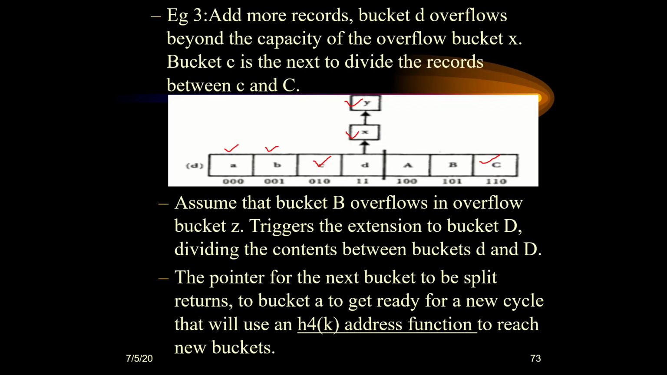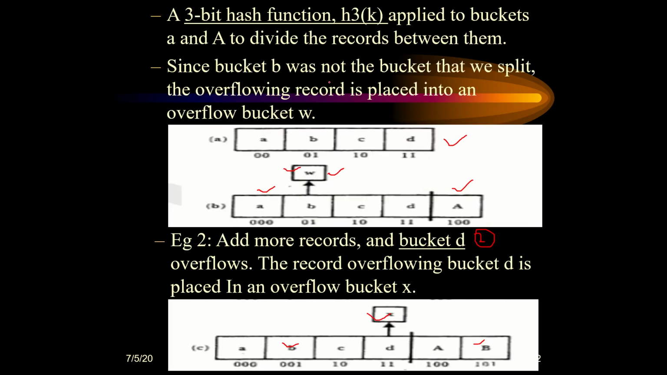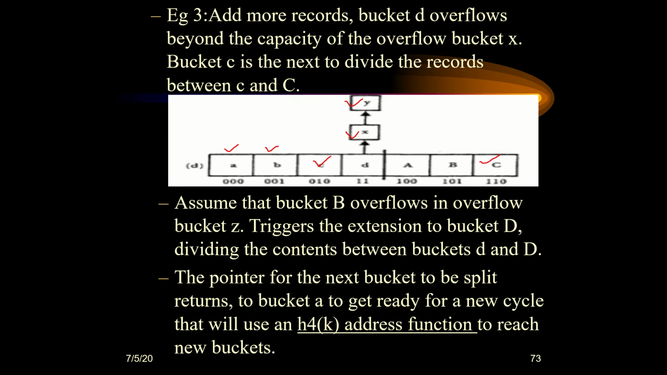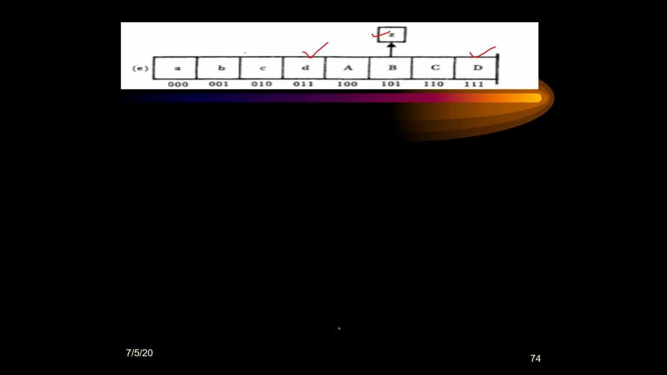Once a series of divisions or extensions is over, we go for the next hash function, that is h4 of k. So far we were using h3 of k. Once one round of extension of a particular set of buckets is over, in the next round the pointer again points to bucket A, and the hash function used will be h4 of k. This keeps going until the overflow condition ends, and then the extension also ends. So this is how our linear hashing works.